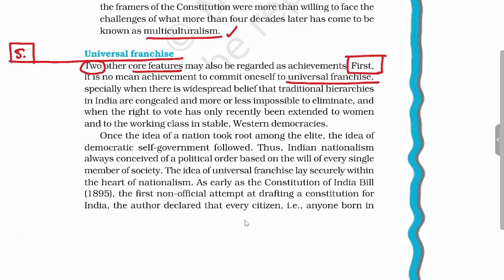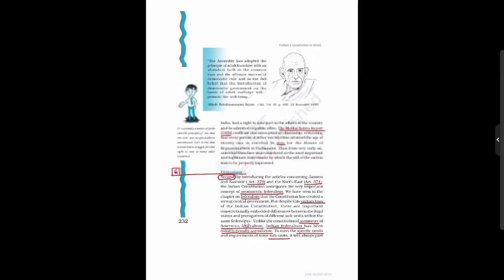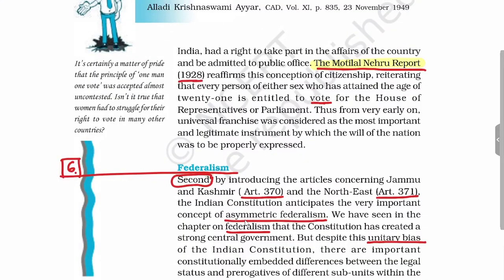Now we'll see the fifth point, which is related to universal franchise. In simple terms, all citizens will have the right to political participation via the right to vote. So this is the concept of universal franchise in the Indian constitution. The concept of universal franchise was also advocated by the Motilal Nehru Report as far back as 1928.